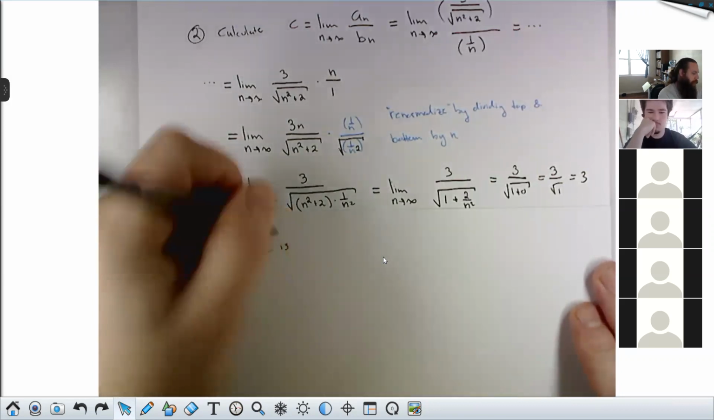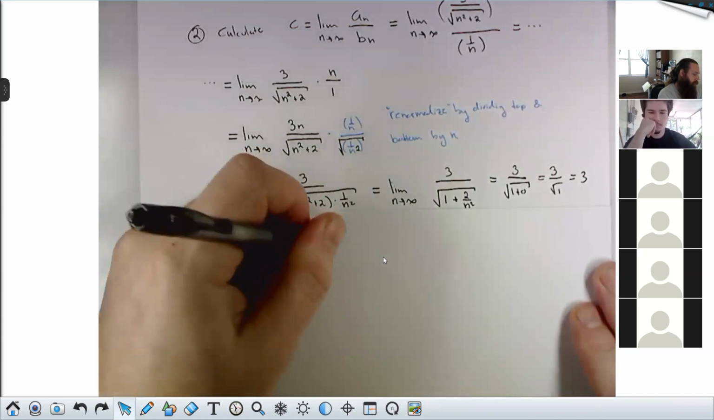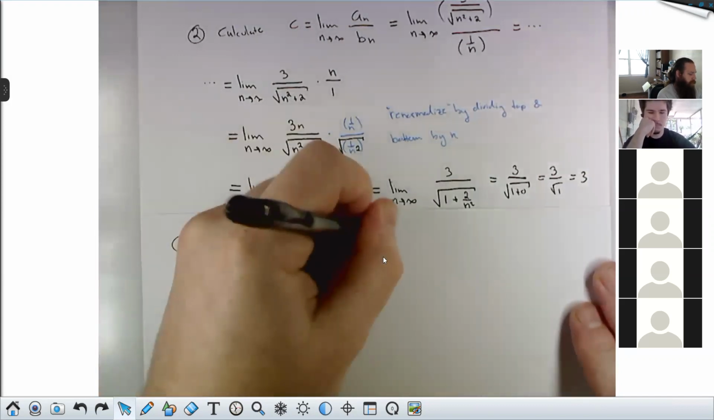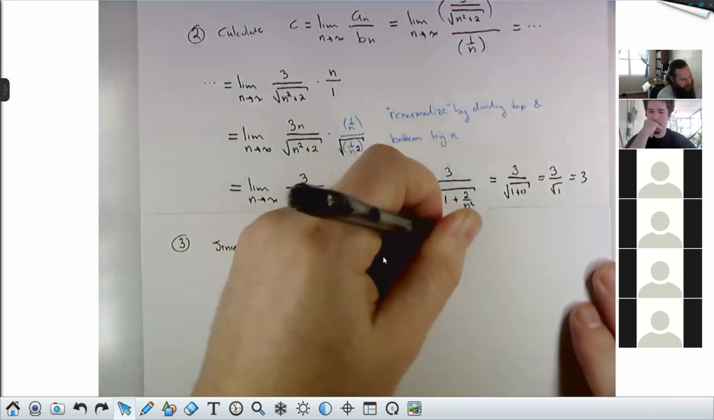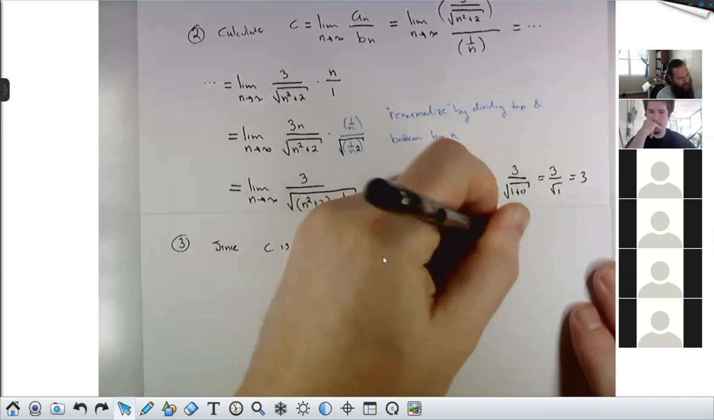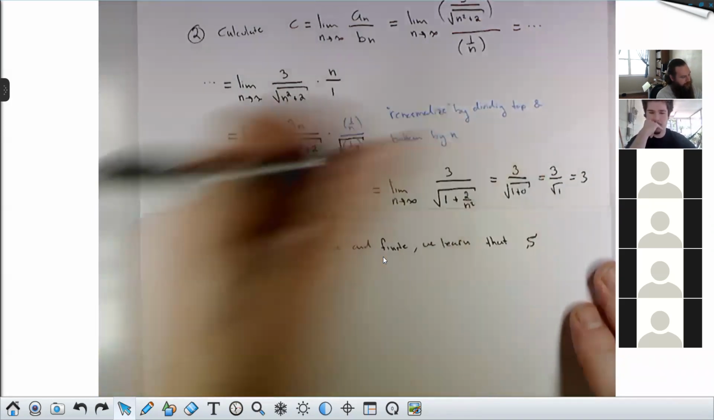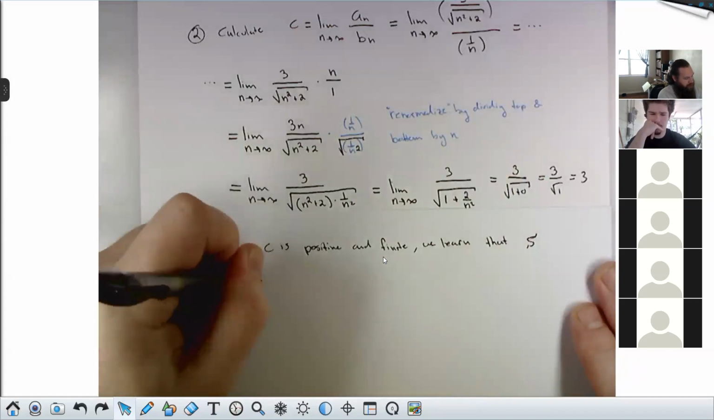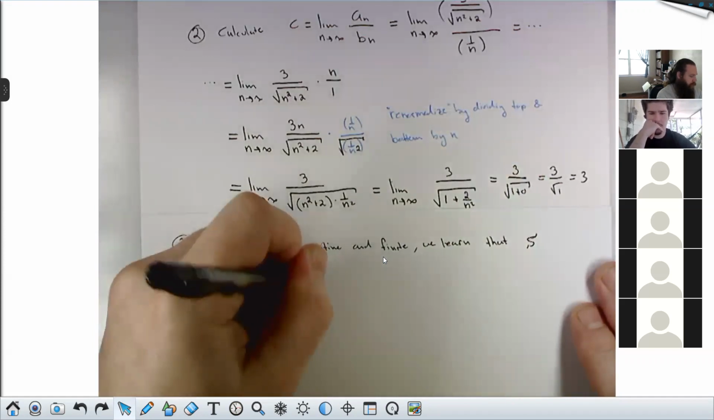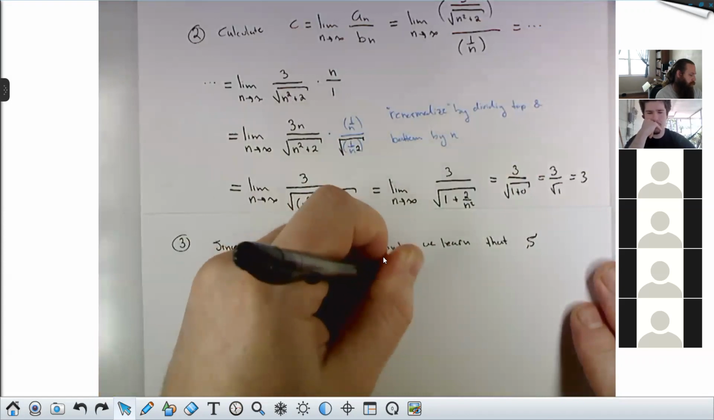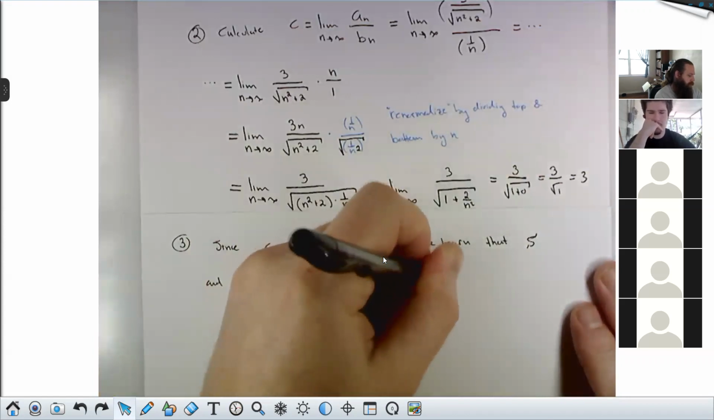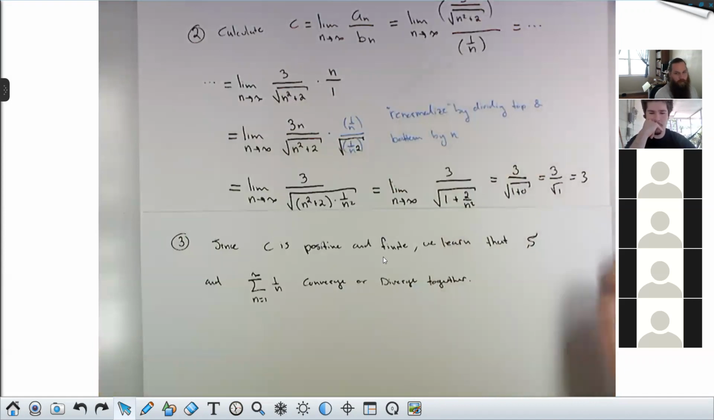So my third step here, I'd say since C is positive and finite, we learn that my original series S and sigma n from 1 to infinity 1 over n converge or diverge together. Right? They do the same thing, just as Ethan said.